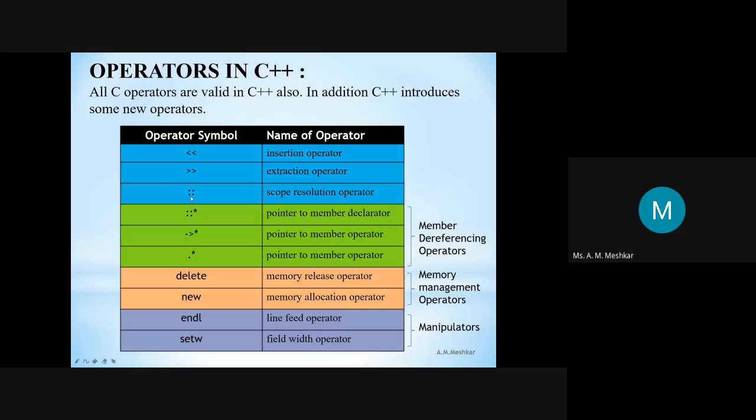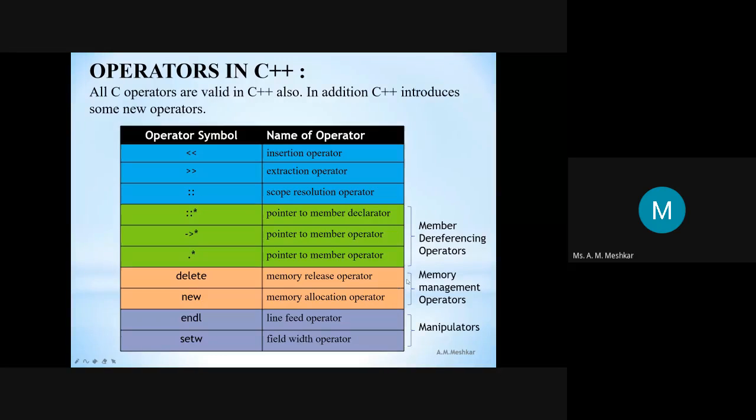Then this is the scope resolution operator, double colon. Star, pointer to member declarator. This is the hyphen greater than symbol, which is actually an arrow, and then star, pointer to member operator. This is again a pointer to member operator. These three colored green are known as member dereferencing operators. They are one category. What do we call these three? Member dereferencing operators. Delete, the memory release operator, and new, the memory allocation operator.